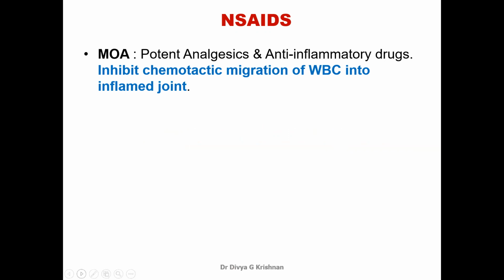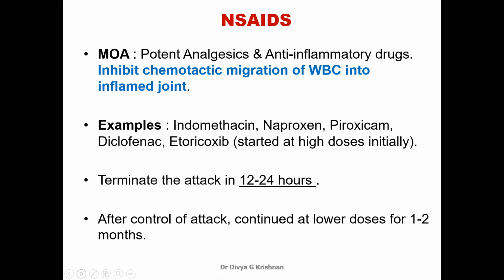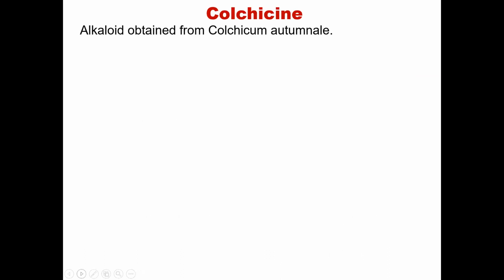Now, the examples of NSAIDs which can be used for gout include indomethacin, naproxen, piroxicam, diclofenac, and etoricoxib. These are usually started at a very high dose when there is severe pain, redness, and swelling. And usually when we use these drugs, the attack is terminated in 12 to 24 hours. Even after the control of the attack, we have to continue the NSAIDs at a lower dose for 1 to 2 months. The next in the category is colchicine.